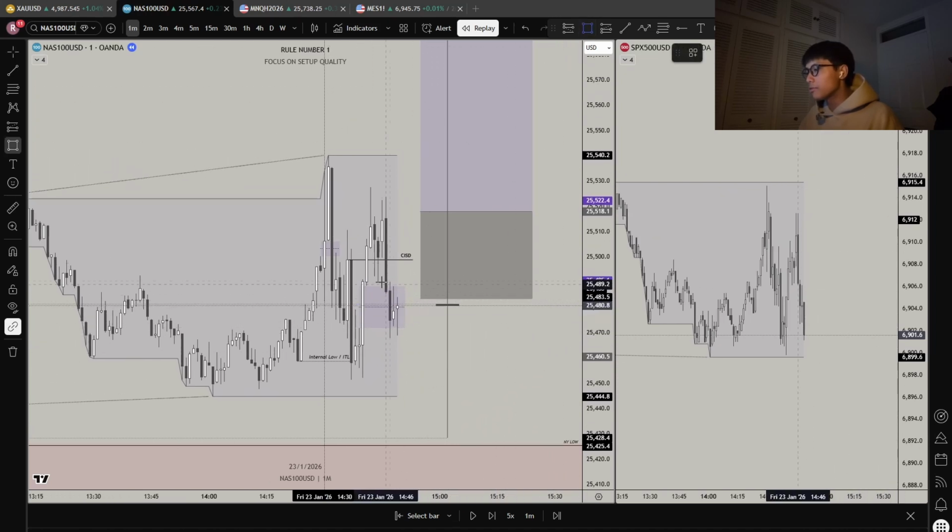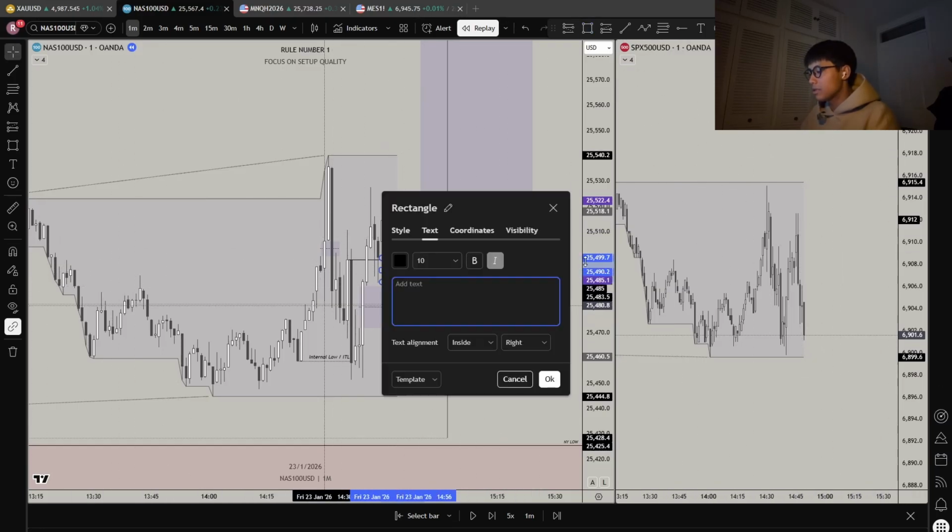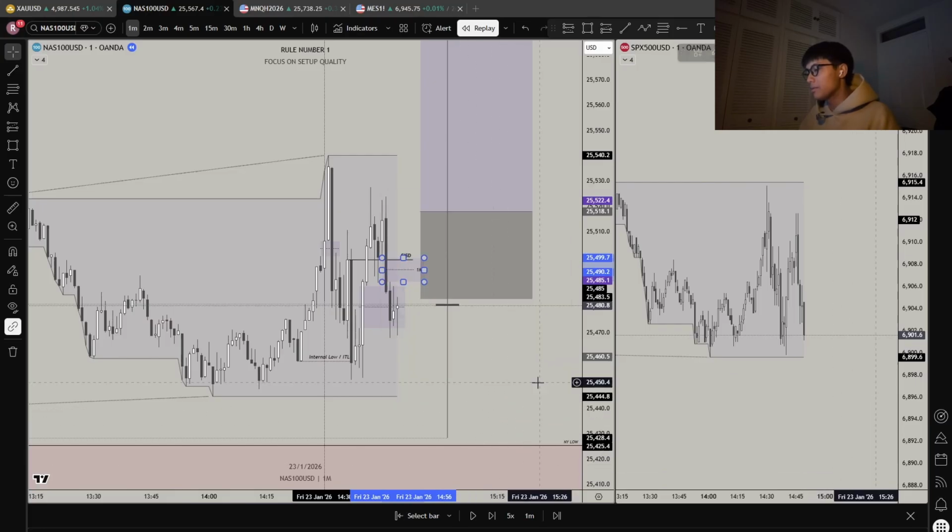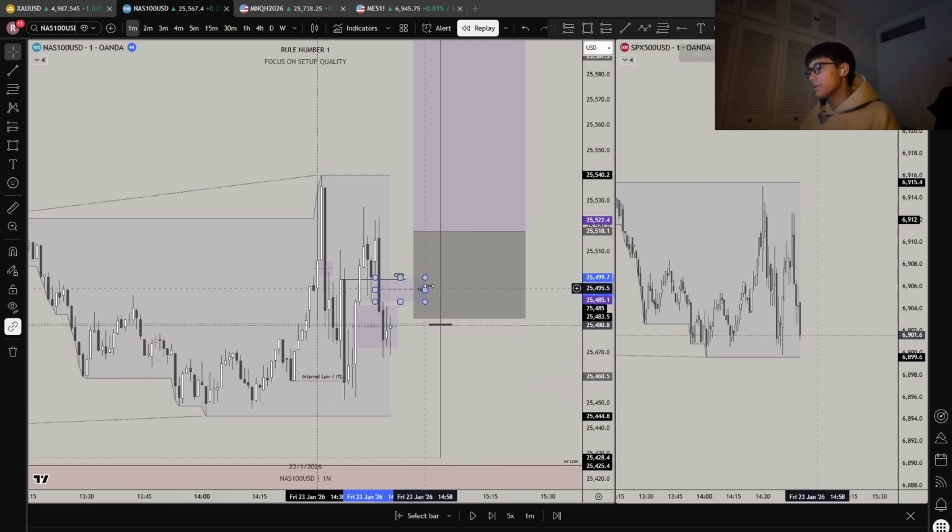And then our entry model is this fair value gap to be inversed. This 1 minute fair value gap to be inversed to become an inverse fair value gap, and the change in state of delivery.